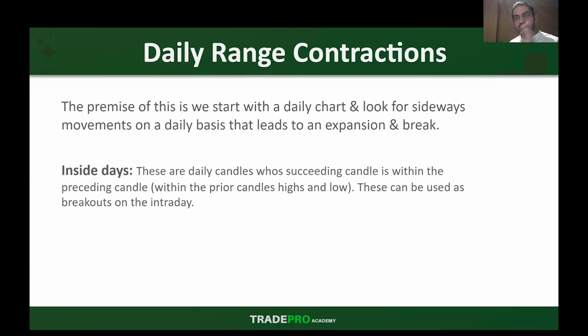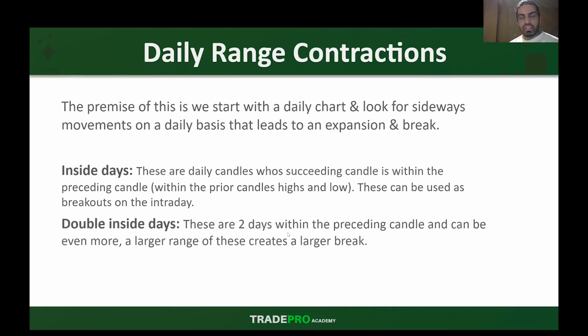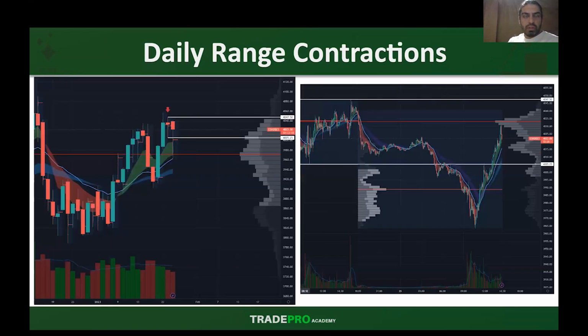So for example, let's say yesterday's candle looks like this. I'll draw it on the screen so we can understand what's going on. If today's candle looks like this, it's an inside day of the prior candle. The highs and lows of today's candle have to be within the highs and lows of the prior day's candle. These can be used for intraday breakouts. So double inside days, these are 2 days within the preceding candle. So let's say today and yesterday are both within the prior day's candle highs and lows. And these can create a very, very large break because again, these are very large compressive periods.